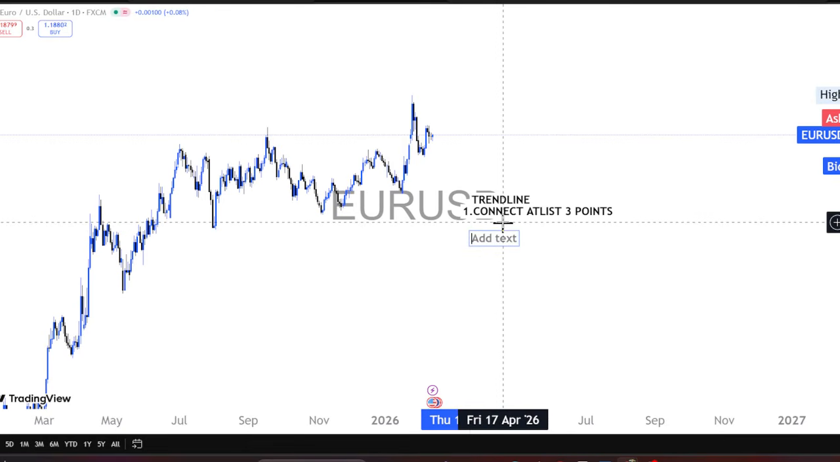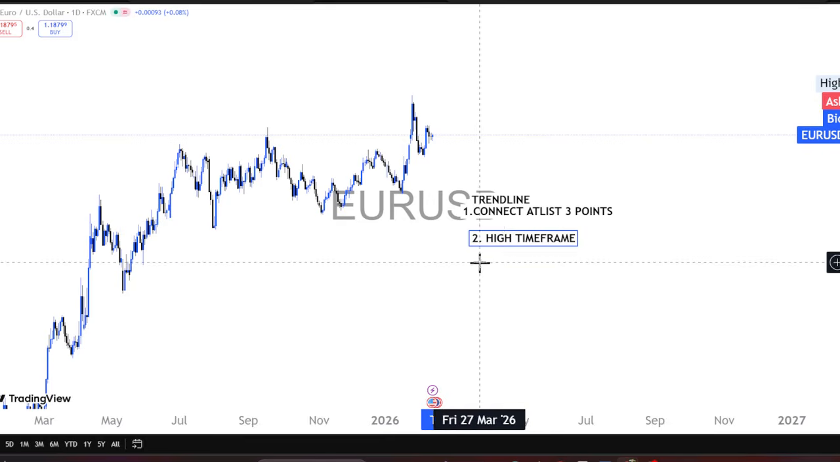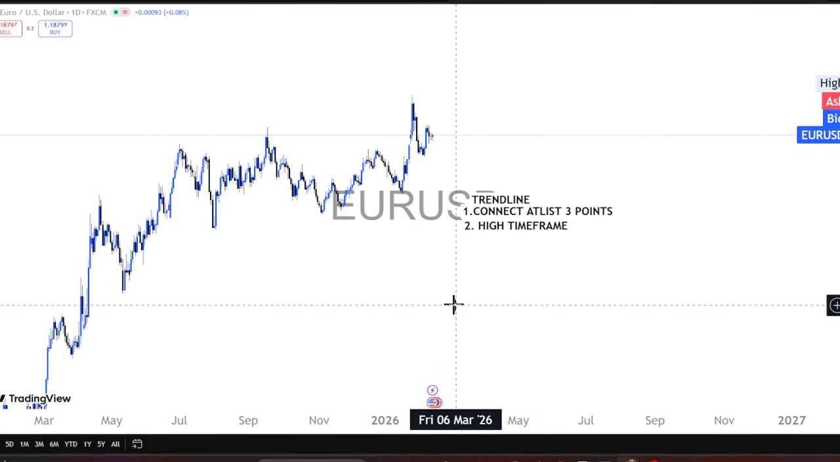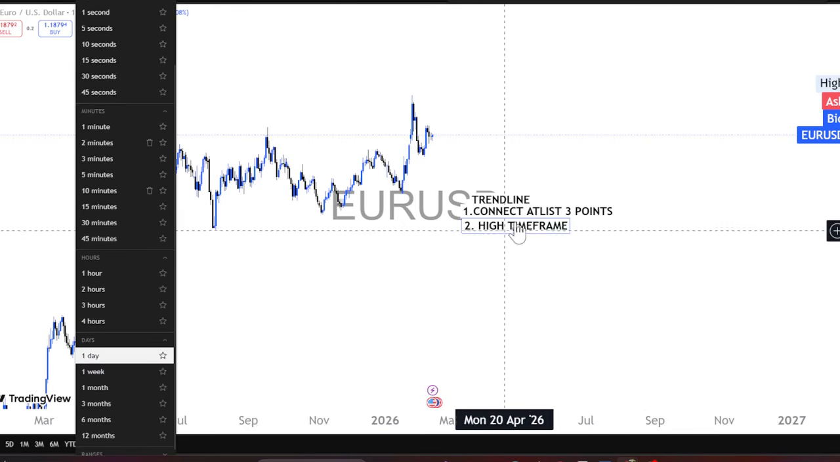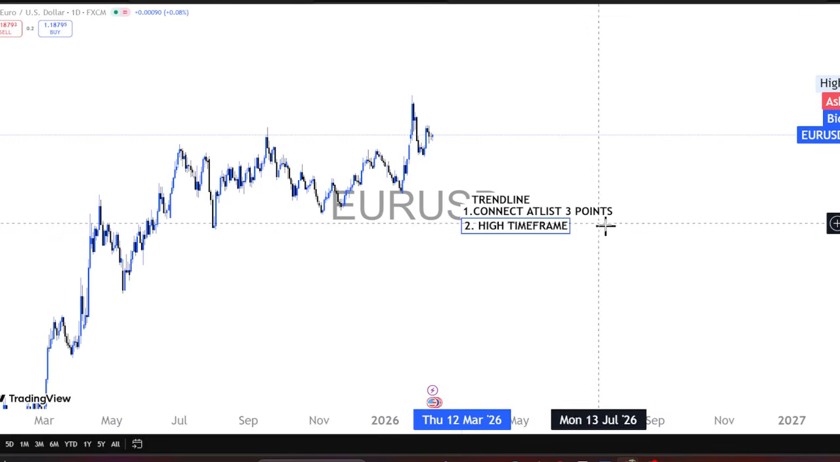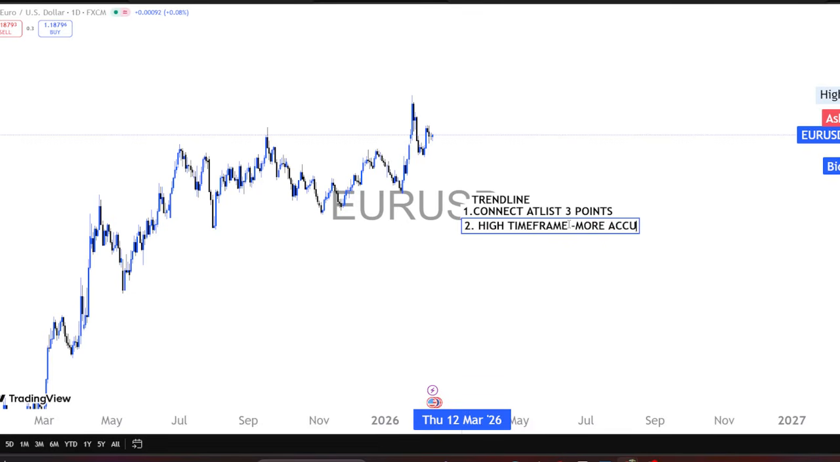All right. Rule number 2 is you should operate under high time frame. That is where you should operate, the higher time frame. Higher time frame, I mean that when you select it, it gives you something amazing here, because the highest time frames are more accurate compared to the lowest time frames.